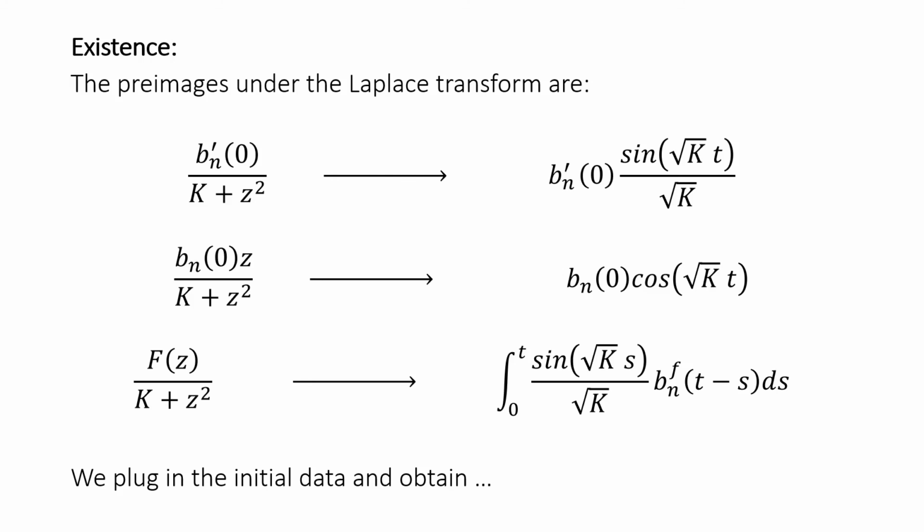And now we can use the convolution theorem of the Laplace transformation. That tells us that the third fraction has the inverse Laplace transform given as follows: the integral from 0 to t of sine(√k s) divided by √k times b_n^f(t − s) ds. Okay, so we have found the inverse Laplace transforms of all these terms, and we can plug in the initial data for b_n(0) and b_n'(0), and that leads in the end to the following solution formula.